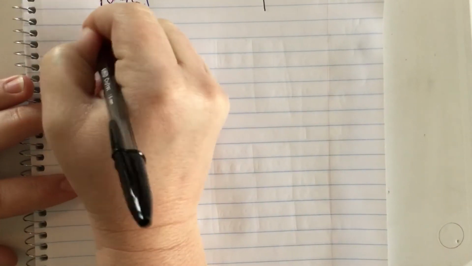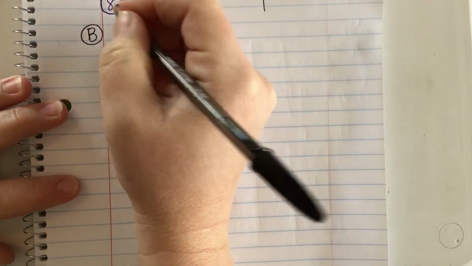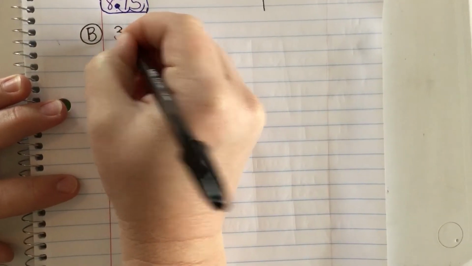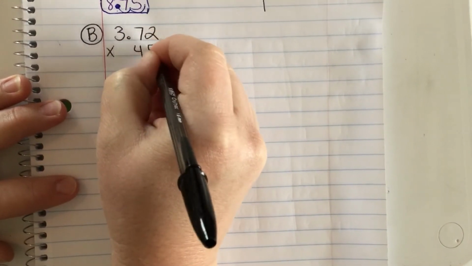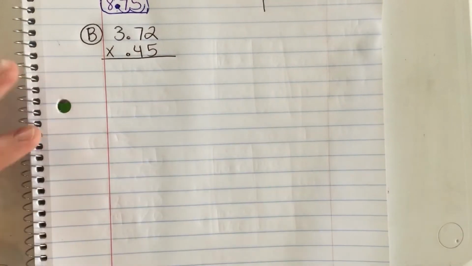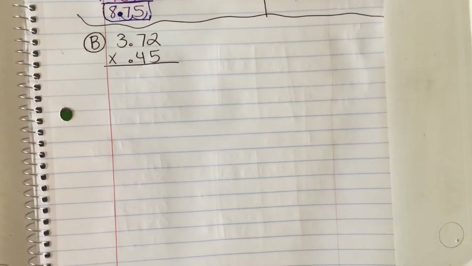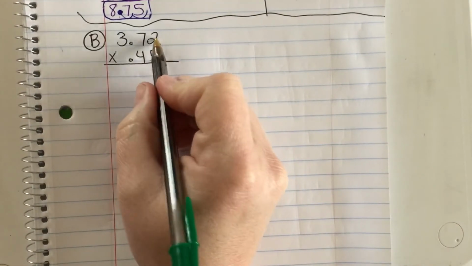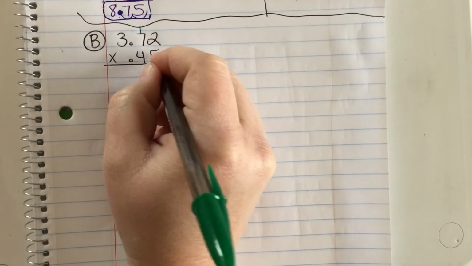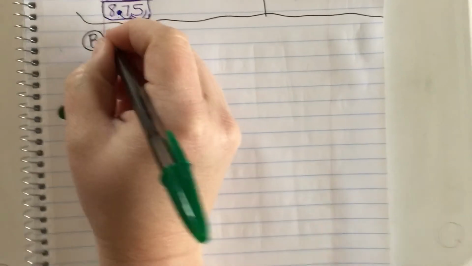So problem B. We're going to do 3 and 72 hundredths times 45 hundredths. So 3.72 times 0.45. Okay. Let's get going, and again, we're going to ignore the decimal till the very end. So 5 times 2 is 10.